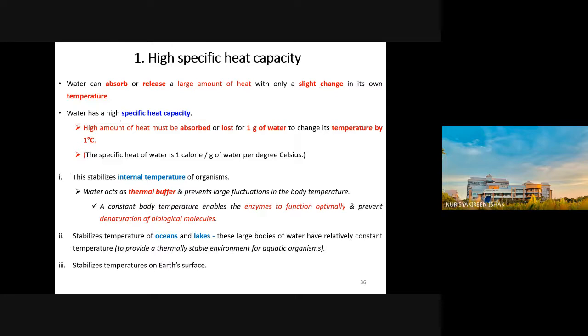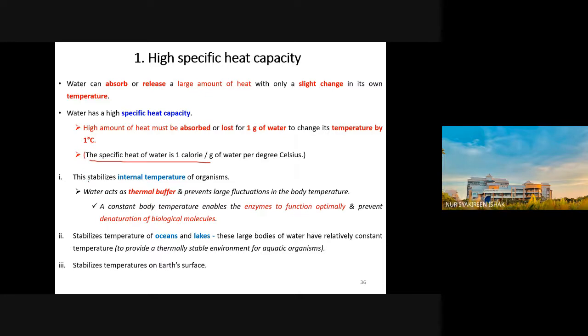So it says here, water has a high specific heat capacity, which is the high amount of heat that must be absorbed or lost for 1 gram of water to change its temperature by 1 degree Celsius. Or in your notes, it says here, the specific heat of water is 1 calorie per gram of water per degree Celsius. So in order to change the temperature of water by 1 degree, it has to absorb a lot of heat. So when you are heating water, the heat is used to break hydrogen bonds between the water molecules.